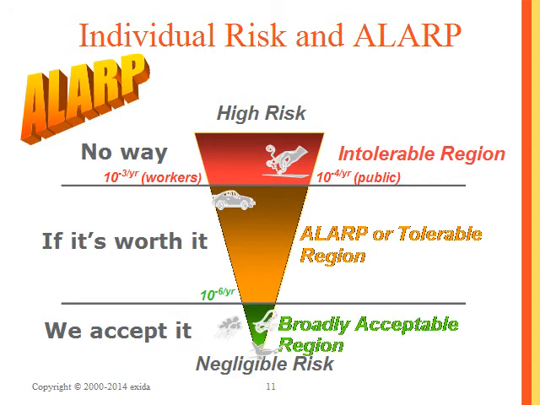And then we accept the broadly acceptable region with negligible risk. And that is, as you can see from the little pictures there, being struck by lightning, being killed in a plane crash, and being bitten by a snake.